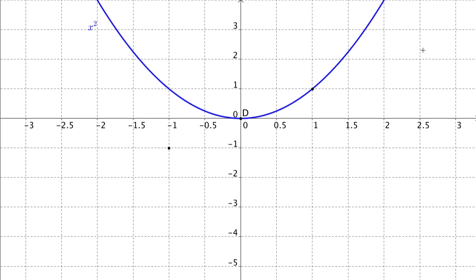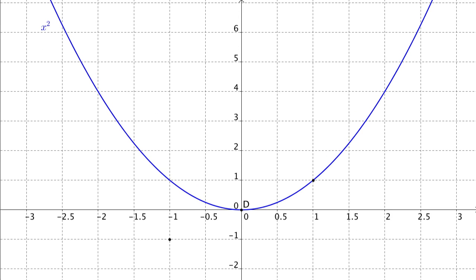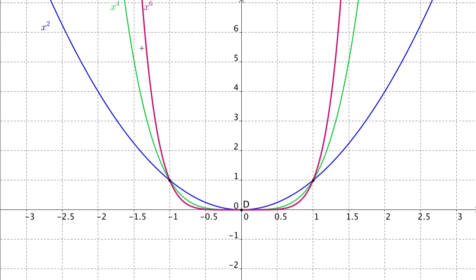If I turn those off, we can explore the even functions. Here's the familiar parabola. We notice that it goes through 1, 1, negative 1, positive 1, and 0, 0. And if I draw an x to the 4th and x to the 6th, we can see that all the even functions are also U-shaped. As the exponent gets larger, x to the 6th travels up much faster than x to the 4th or x to the 2nd. So as the exponent gets larger, the shape of the graph gets narrower.